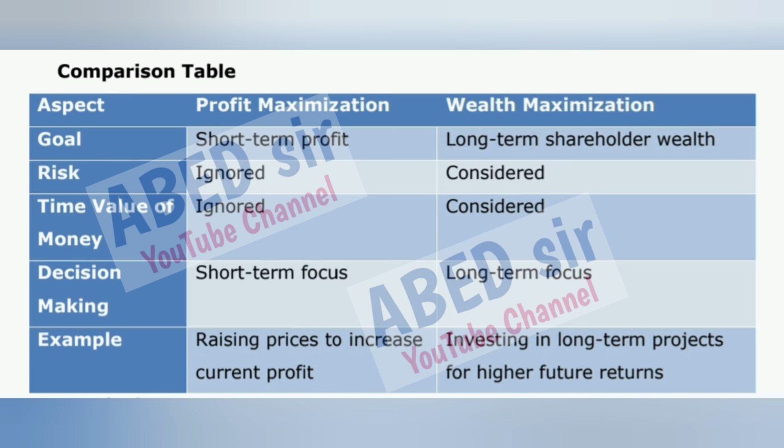Comparison table. Aspect: profit maximization, wealth maximization. Goal: short-term profit, long-term shareholder wealth. Risk: ignored, considered. Time value of money: ignored, considered. Decision making: short-term focus, long-term focus. Example: raising prices to increase current profit, investing in long-term projects for higher future returns.